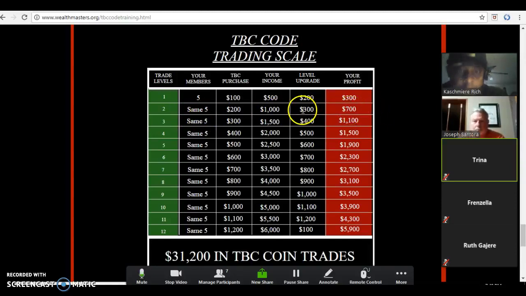Same 5. Do what you did. Upgrade it for 3. That's 3 times 5, which gives you $1,500, right? You only take $400 of the $1,500 and go into the next level, which is 4, pocketing $1,100. Now is the coin moving now? Is the game on now? Yeah, the coin is moving now.